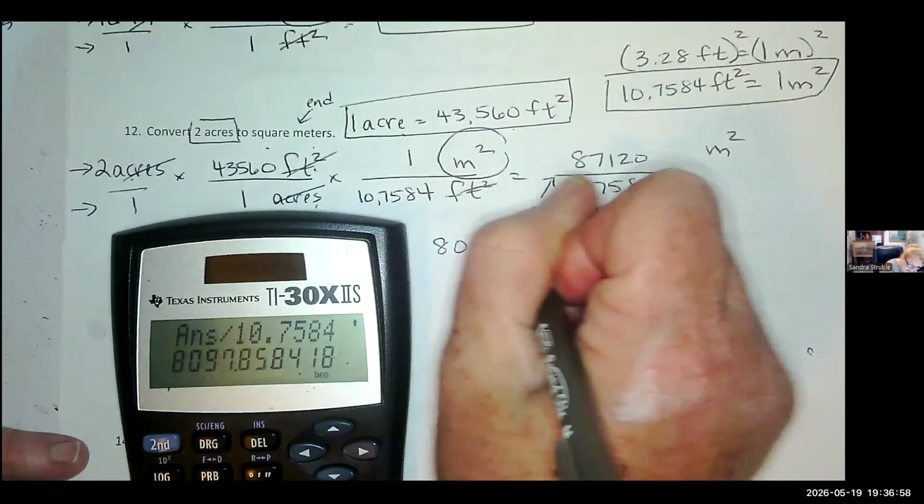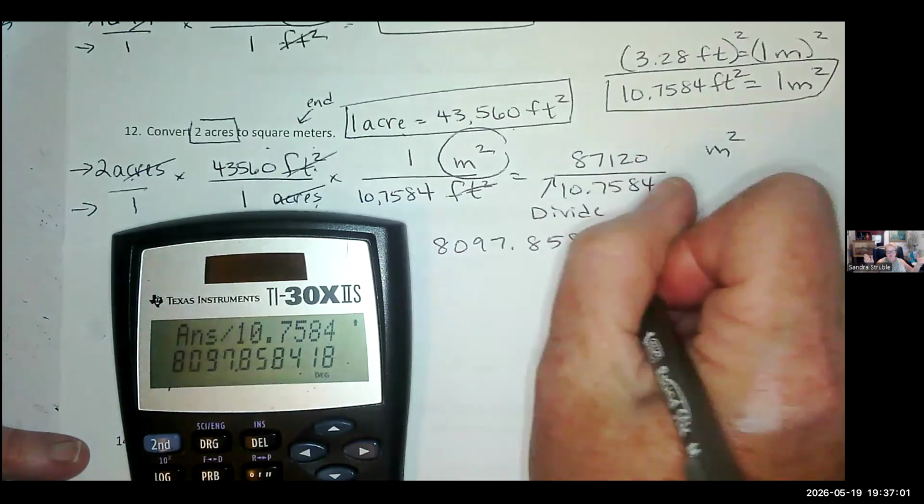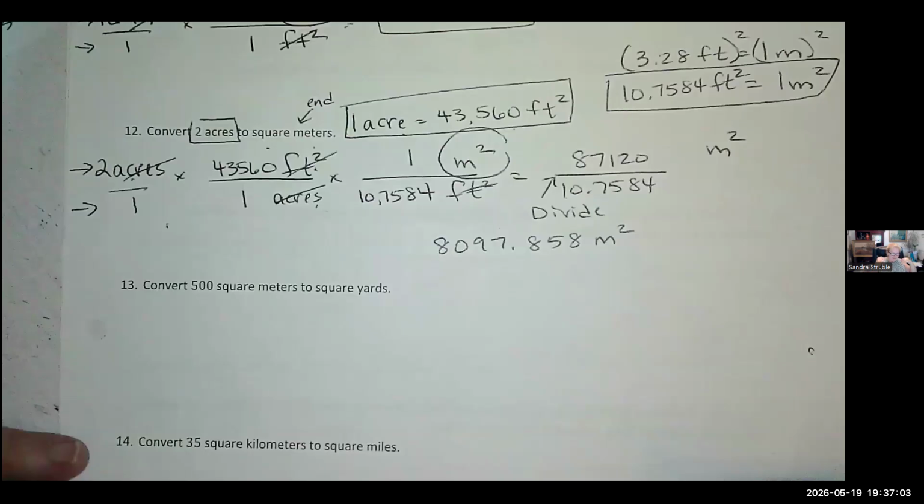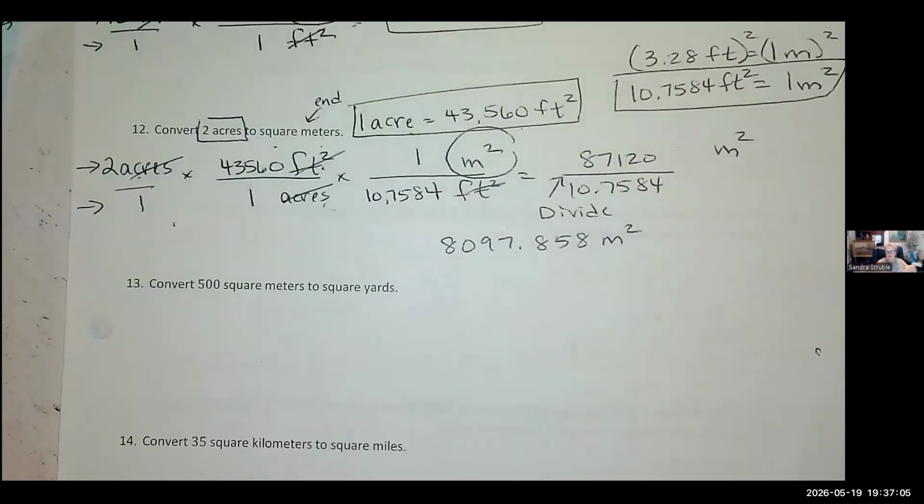And this is meters squared. Now, this is where you round. This is the answer, so now is when we're going to round. We can do it to the tenths place, which is 1 decimal. Hundredths is 2 decimals. Let's just go ahead and do it to the hundredths.